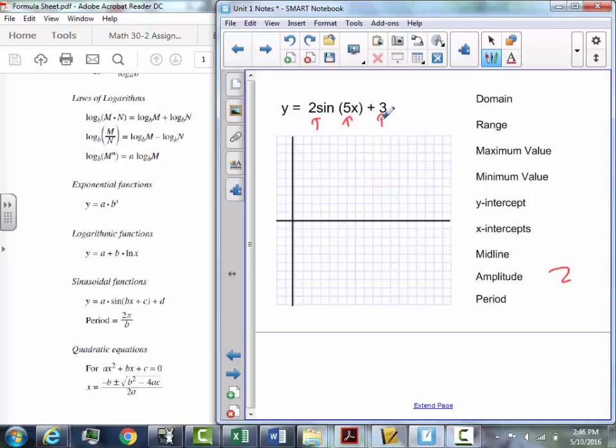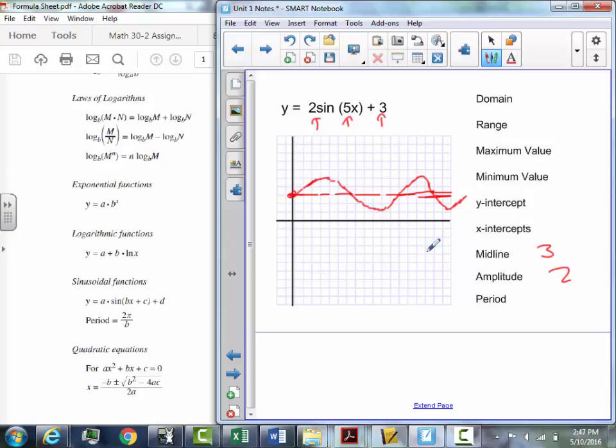What does the 3 at the end do? Midline's now at 3. So I'm actually going to start with that. I'm going to draw a midline right here at 3. And it's going to include my y-intercept. It looks like it goes up 2, right? So it should go up 2 and down 2, and maybe up 2 and down 2 and back up again. I guess it kind of depends on what my window's set to, but that's what my graph should kind of look like.